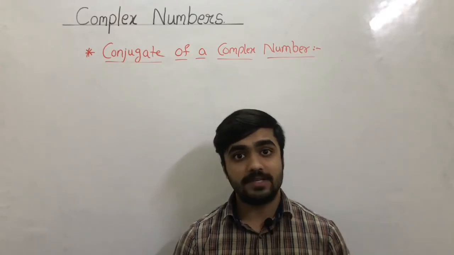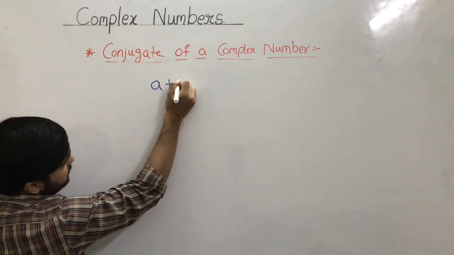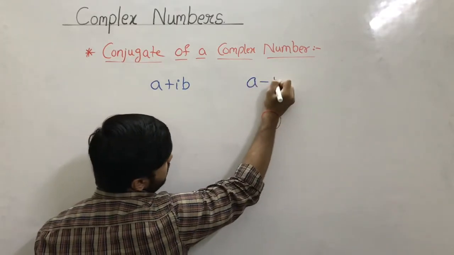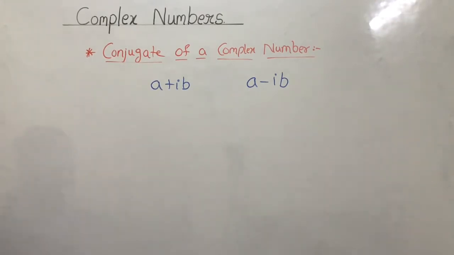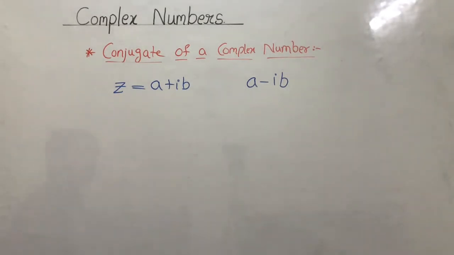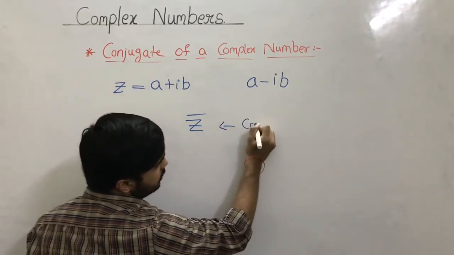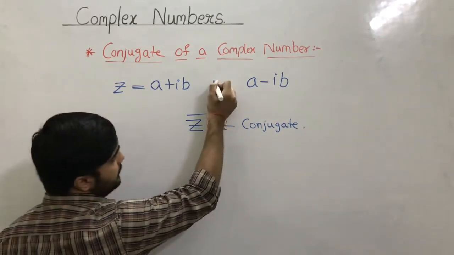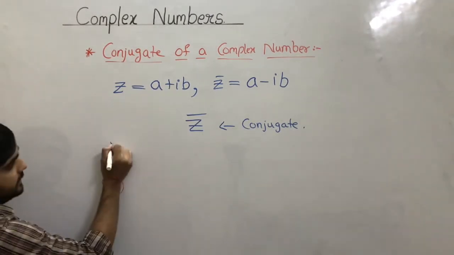The conjugate of a complex number is defined as follows. If you have a complex number like a plus ib, then the conjugate of this complex number will be a minus ib. So what we are doing is converting plus to minus. That is, if z is our complex number a plus ib, then the conjugate of this will be denoted by z bar. So z bar is nothing but the conjugate of a given complex number. So that will be equal to a minus ib in this case. So let's see one example.